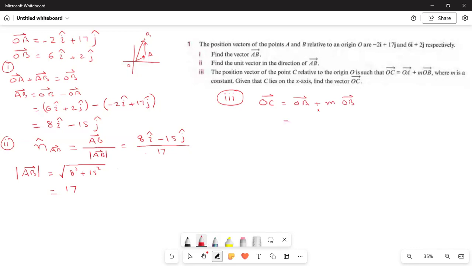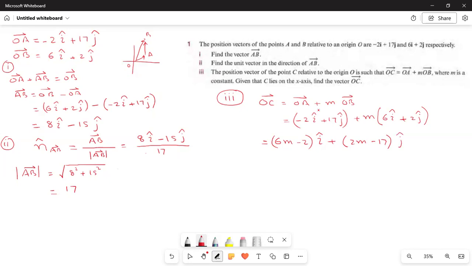Let's try to write this one. OA is minus 2i plus 17j, and plus m times the OB vector. What is OB? It is 6i plus 2j. So this can be simplified as i has coefficient 6m minus 2 times the unit vector i, and similarly plus 2m minus 17 times the j vector. This is my OC.